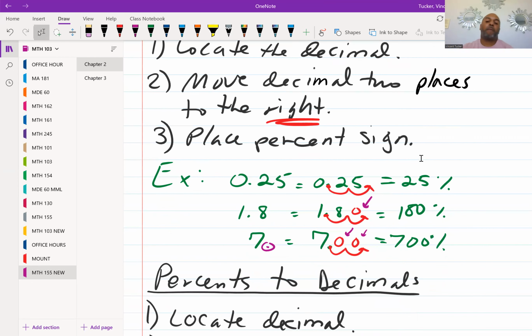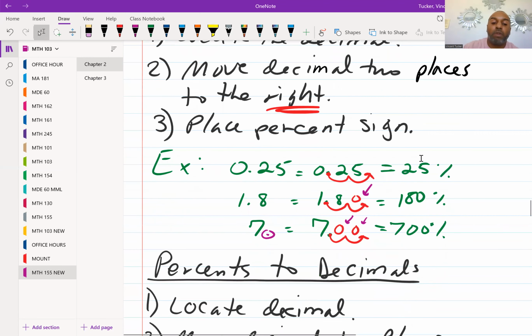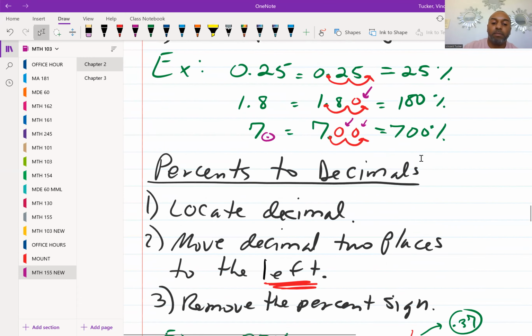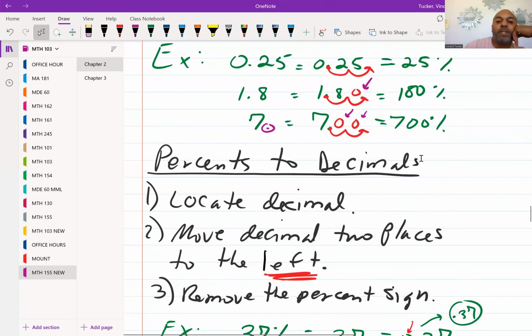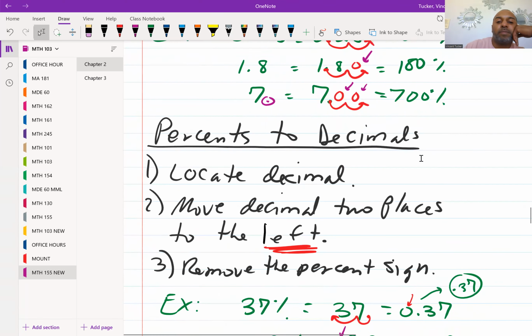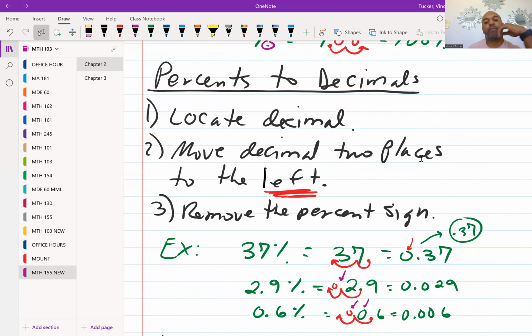So percents to decimals, very similar to what we just finished discussing, but it's going in the other direction, really doing what we did in reverse. This time we're going to move our decimal two places to the left and remove the percent sign. Looking at 37%, get our decimal and move it two places to the left. That's just going to be 0.37.